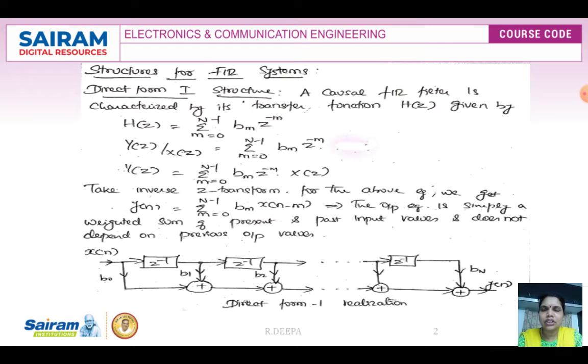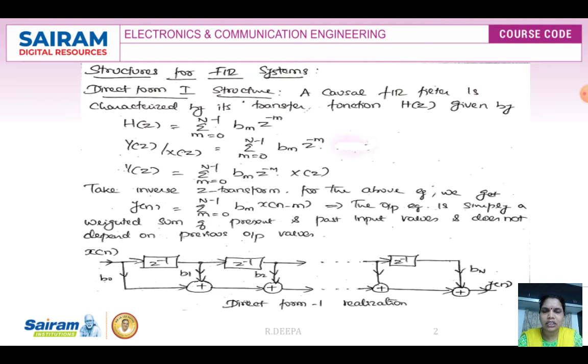So here we are going to start with structures for FIR systems. We'll be drawing the structure of a finite impulse response filter, where the first structure is direct form 1 structure, cascade structure, linear phase structure and lattice structure. So these are the four structures you are going to learn here. The first structure, as I told, is the direct form 1 structure. So how will you draw this direct form 1 structure?